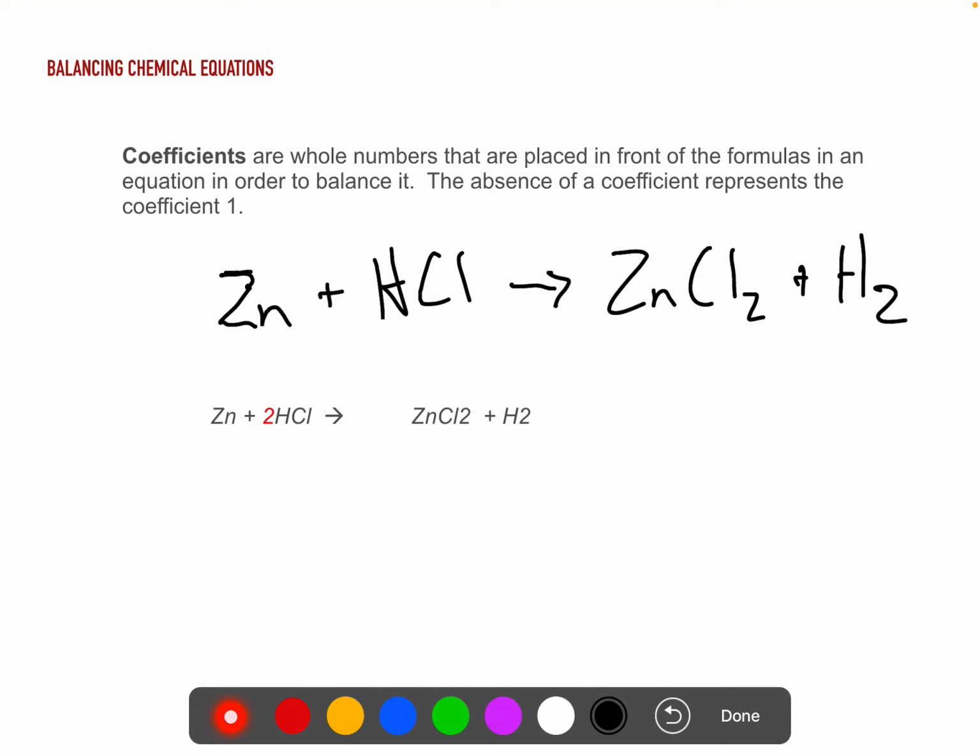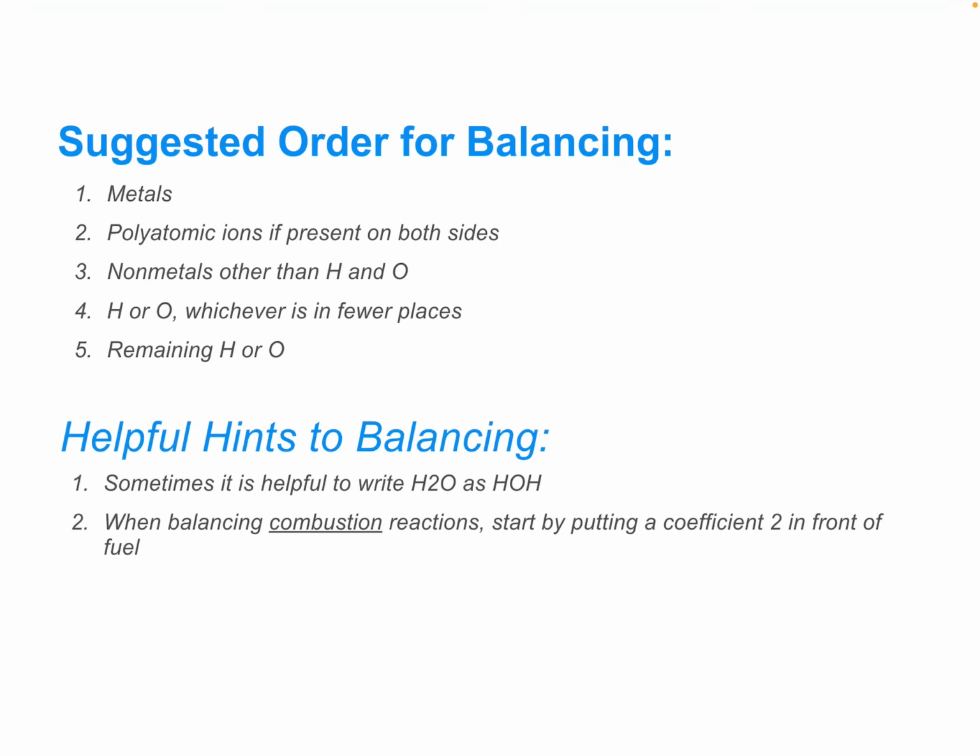So here we see that we got one zinc over here, 1 zinc over here. That's good. But we have 2 chlorines and 2 hydrogens, and we only have 1 over here. Well, the cool thing is that the hydrogens and chlorines are together. We need 2 of each of those, so if you just put that 2 in front, now it's all balanced. So think through it first before you start putting down numbers, and it'll help you with strategy.